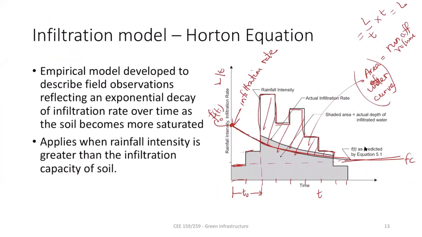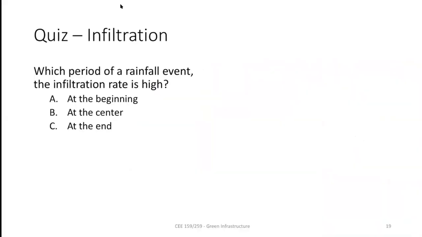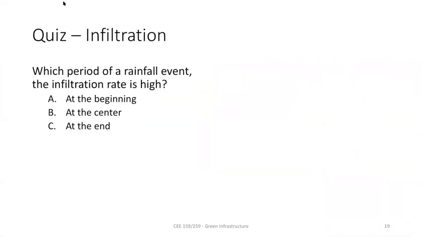Okay, I'm going to end the poll and share the results. As you see, most of you chose A, but I just want to mention that initially the soil is dry, that's why infiltration is high. As you have more and more water, more of the pore space is filled, and it decreases. And finally, it becomes the saturated hydraulic conductivity. So it is highest in the beginning, because when the soil is so dry, everything soaks in.